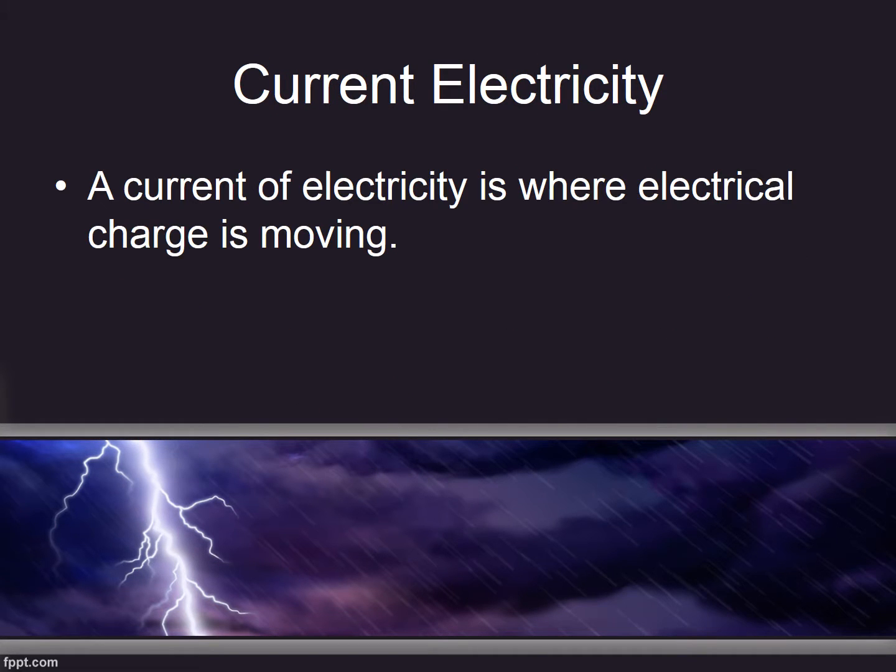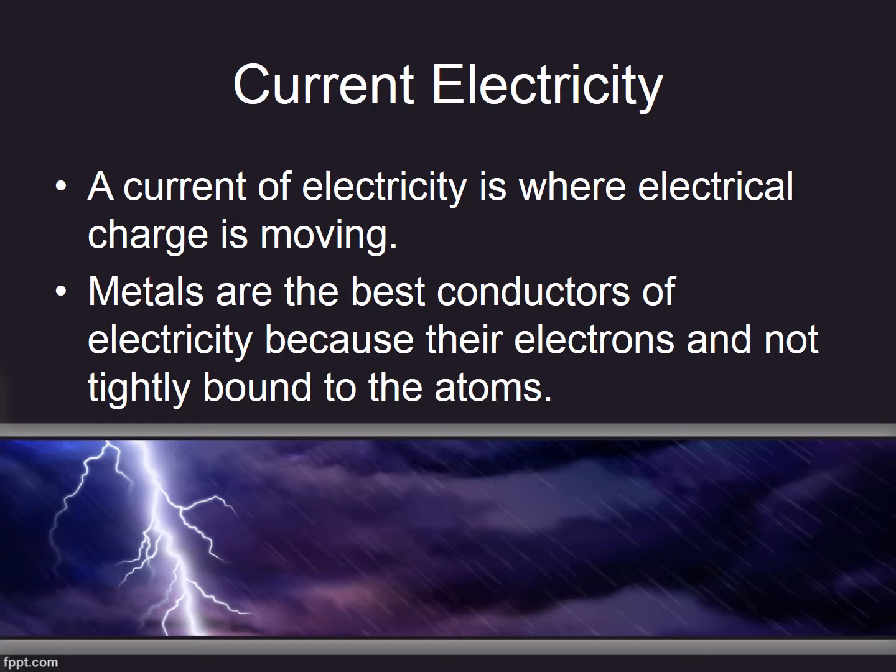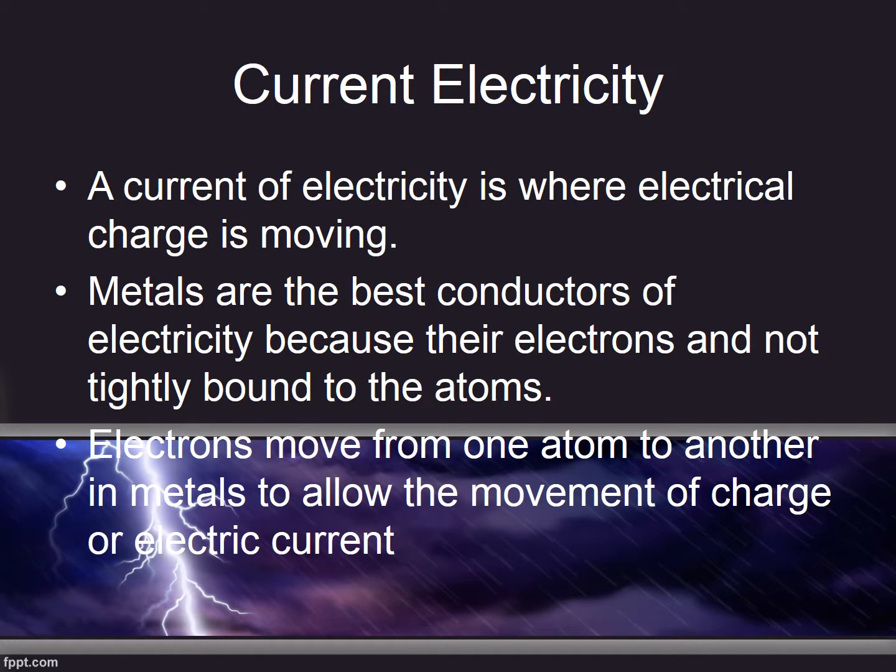Now, current electricity. Current electricity is electric charges, or electrical charge, that is moving. Metals are the best conductors of electricity because their electrons are not tightly bound to the atoms and can move around a little bit. They're a bit free. Electrons move from one atom to another in metals to allow the movement of charge or electric current.